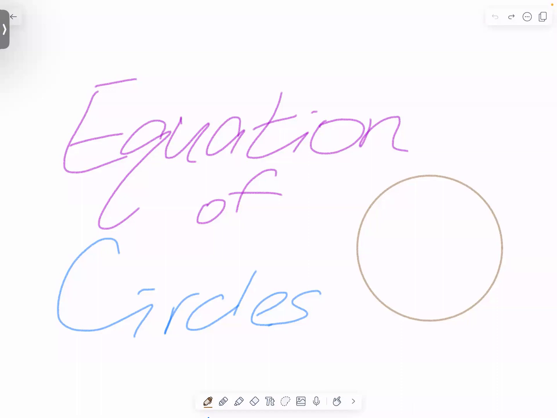In this video we will be doing equation of circles. Now equation basically means description of something. This time we are going to describe circles, like where its actual location is and how big or small it is. So we'll be talking about its size and its position.